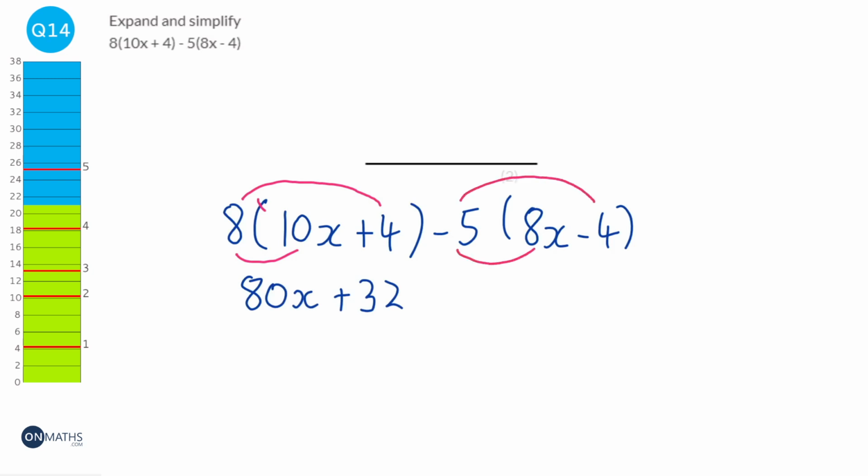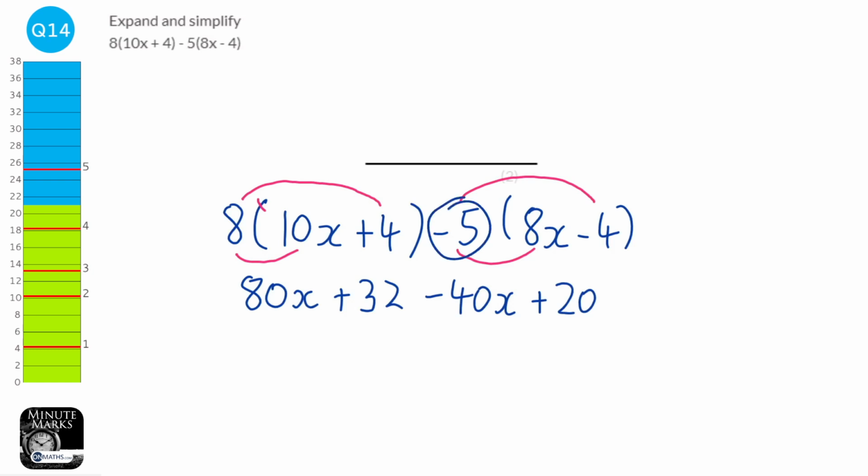So we do minus 5 times 8x, which is minus 40x, and minus 5 times minus 4, which is actually plus 20. And a lot of students will write take away 20 there, but that is a minus 5 on the outside of the brackets there. So it's minus 5 times the minus 4 there will give you a plus 20.